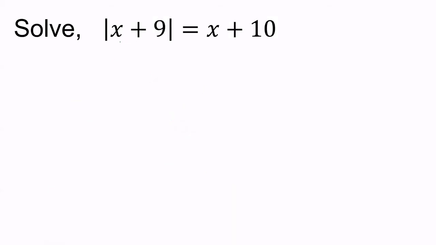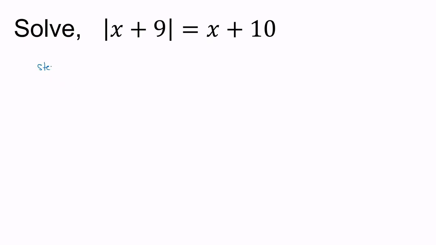All right, now take a look at this second example. Given the absolute value function |x plus 9| equal to x plus 10. As we know, we have two solutions for this modulus function: one is a positive solution and another is a negative solution. Take a look at the positive solution first.